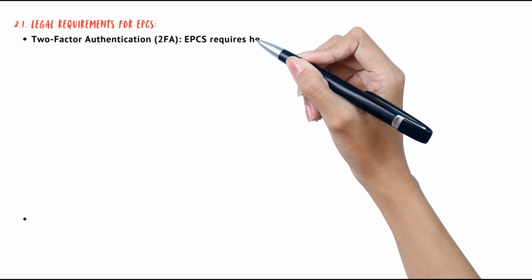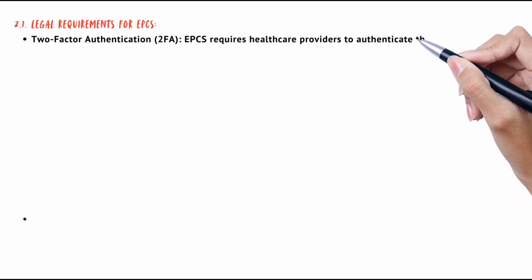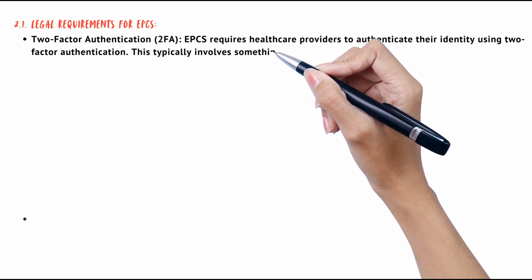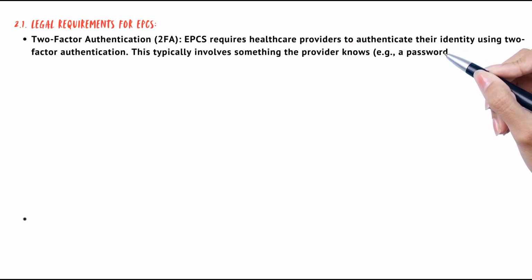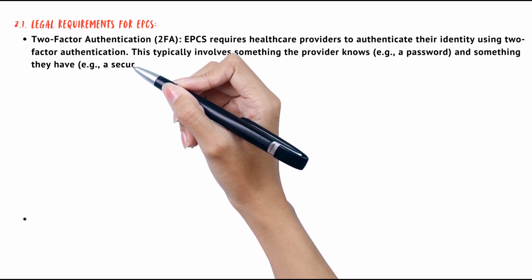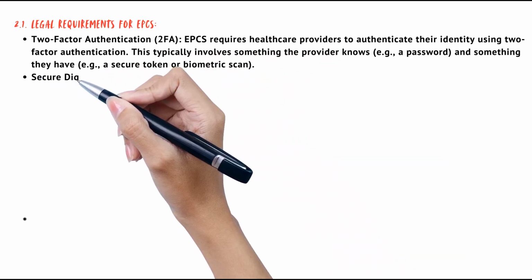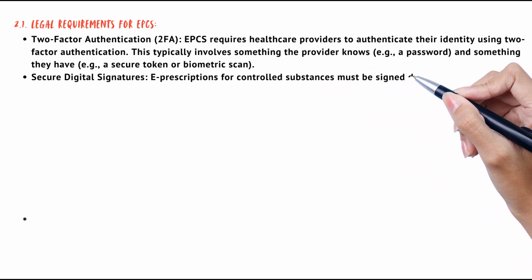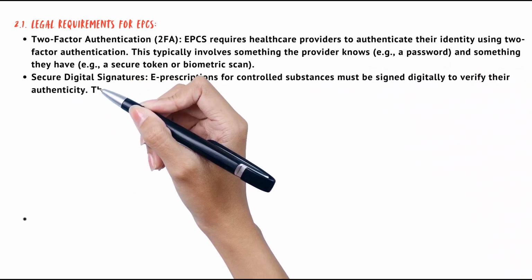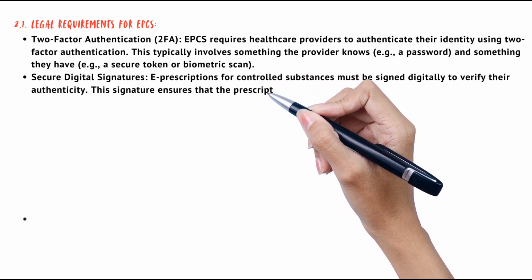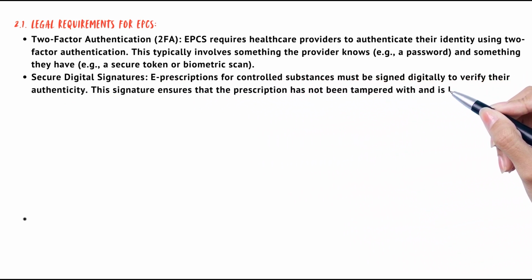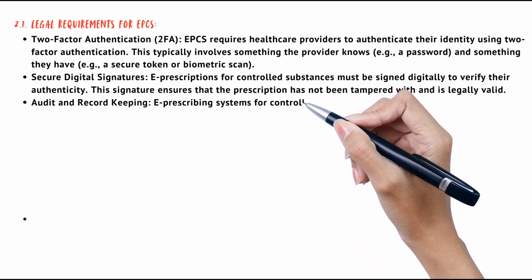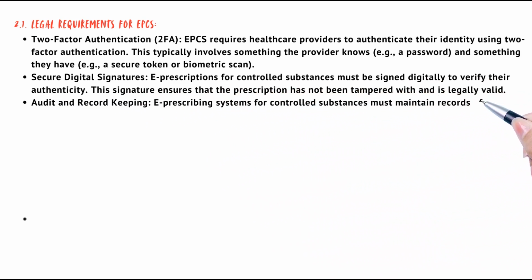Two-factor authentication, 2FA. EPCS requires healthcare providers to authenticate their identity using two-factor authentication. This typically involves something the provider knows, e.g., a password, and something they have, e.g., a secure token or biometric scan. Secure digital signatures. E-prescriptions for controlled substances must be signed digitally to verify their authenticity. This signature ensures that the prescription has not been tampered with and is legally valid.